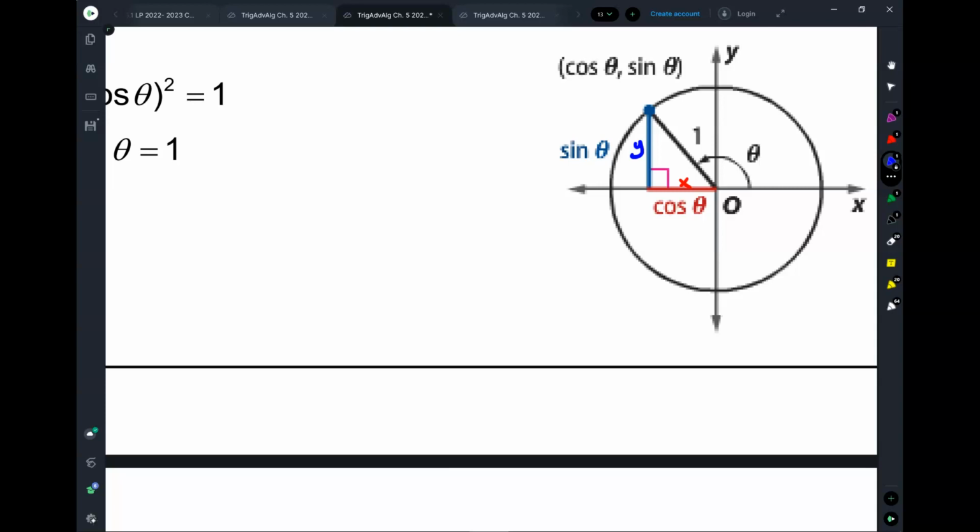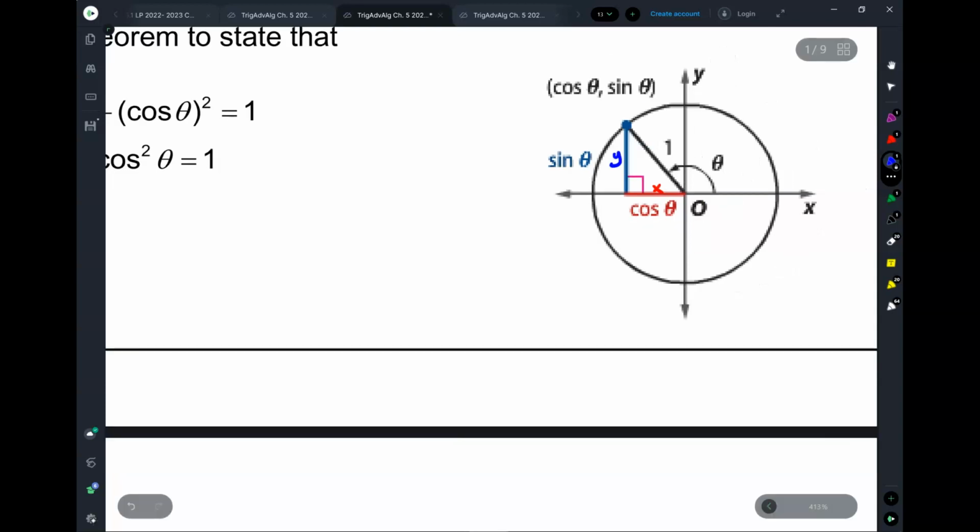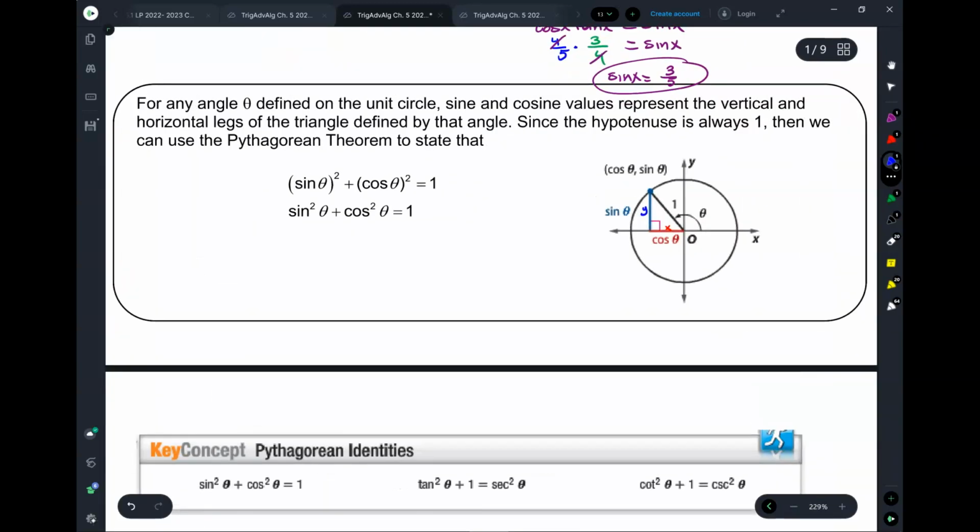What would the Pythagorean theorem be for this one? Y squared plus x squared is equal to 1 squared. 1 squared, right? Okay, also though, since this is sine and this is cosine, it would be sine squared plus cosine squared is equal to 1. Yes? So that's the idea from where this Pythagorean identity comes from.